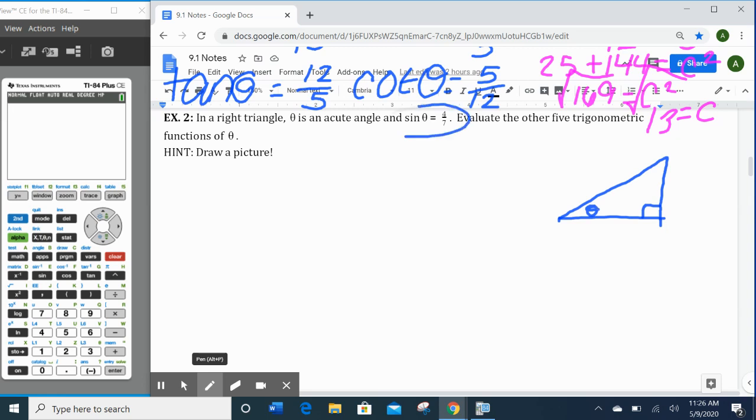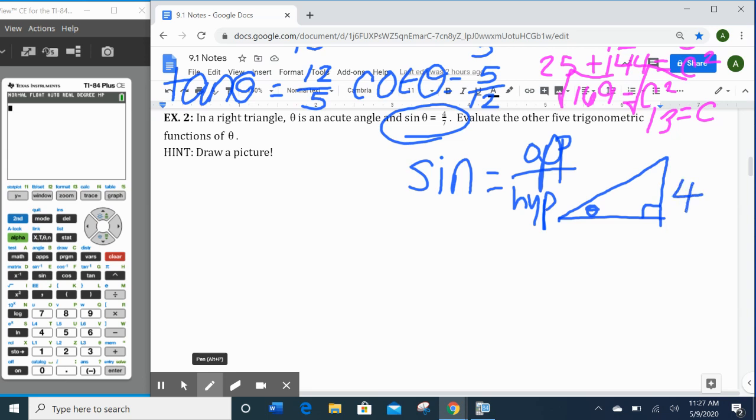They tell me that the sine of theta is 4/7. So I don't know the angle measure for theta, but I know the sine is 4/7. And I also know that the sine is opposite over hypotenuse. So from theta, I know that the opposite is 4 and the hypotenuse is 7. So I can find the adjacent using the Pythagorean theorem, and then I can find the 6 trig functions.